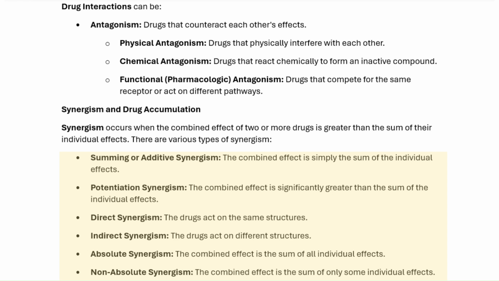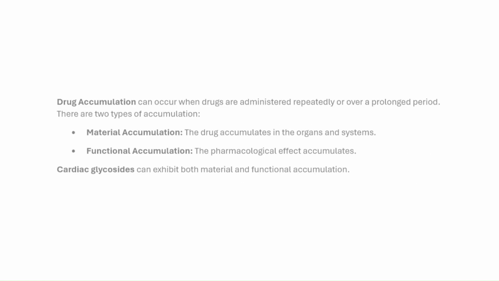Indirect synergism: the drugs act on different structures. Absolute synergism: the combined effect is the sum of all individual effects. Non-absolute synergism: the combined effect is the sum of only some individual effects. Drug accumulation can occur when drugs are administered repeatedly or over a prolonged period. There are two types of accumulation.